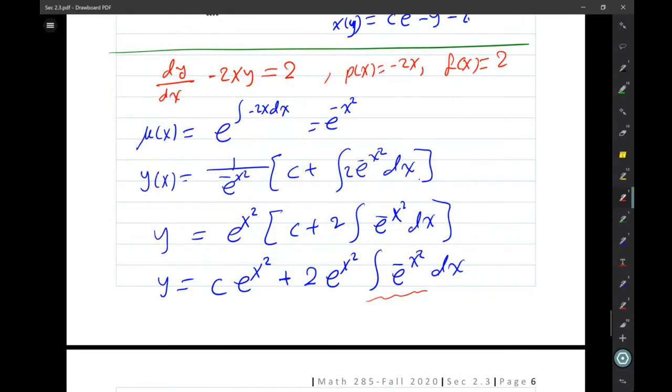Is it clear here on this example? I mean, in case you find that the integral cannot be integrated, leave it as it is.